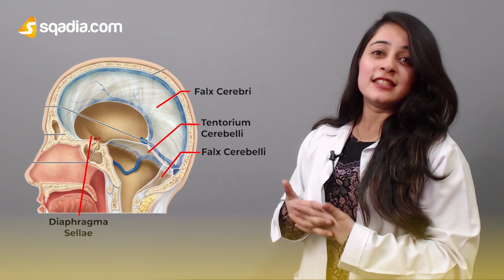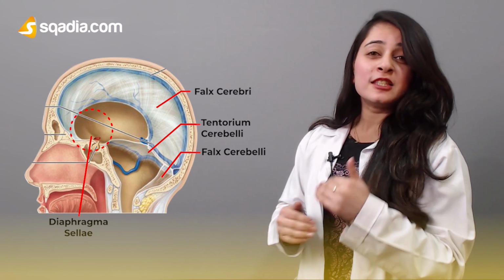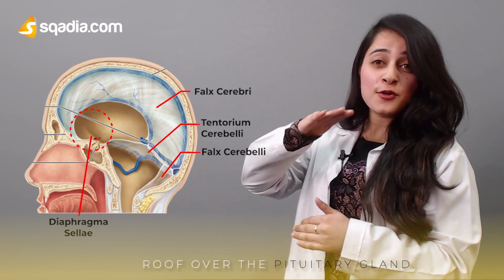Then comes the diaphragma sellae. It is the smaller enfolding and forms the roof over the pituitary gland.